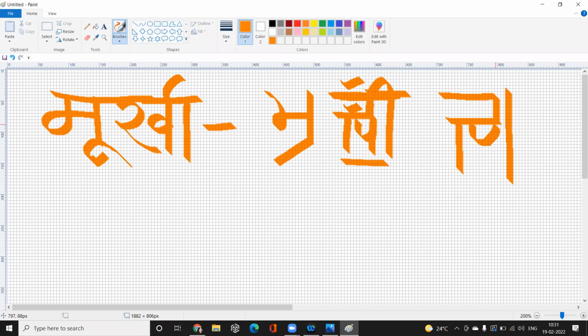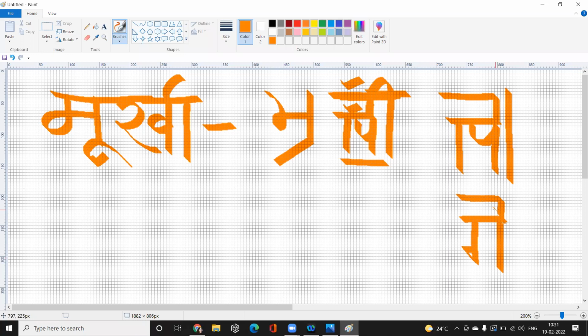And if we have G in case of this, again, we are not going to cross this line from here. All be in a straight line. A little extension of the Shirorekha is okay from here, but not much. This is how we will write it.